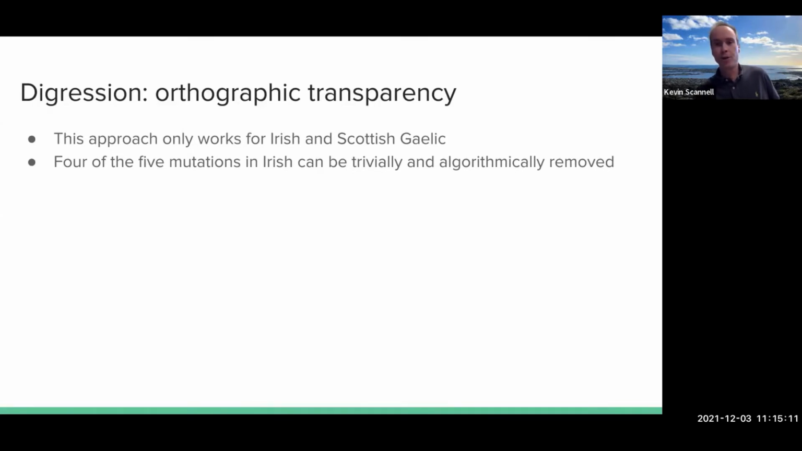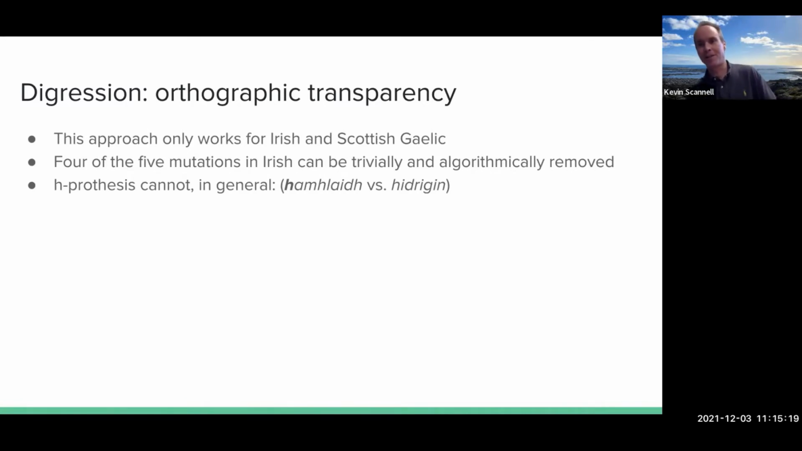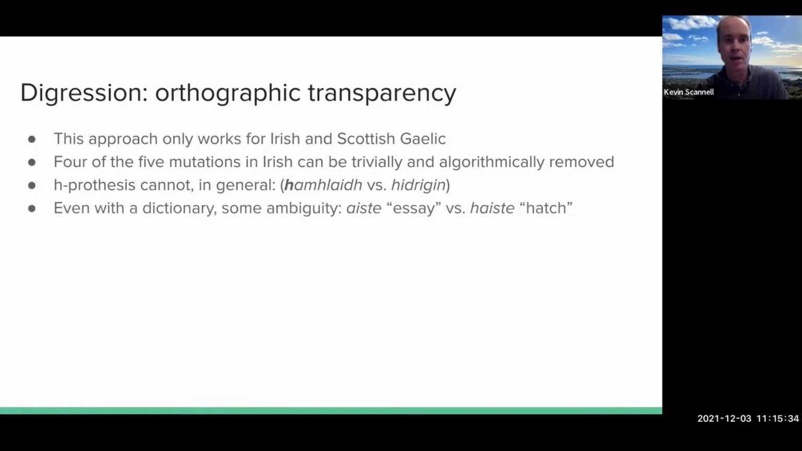In Irish, you can do this algorithmically and trivially for four of the five. H is a bit of a pain because in Irish we don't write a hyphen between the H and the rest of the word. So here's an example of two words, one of which is a prefix H, and the other one is just the H is part of the word.